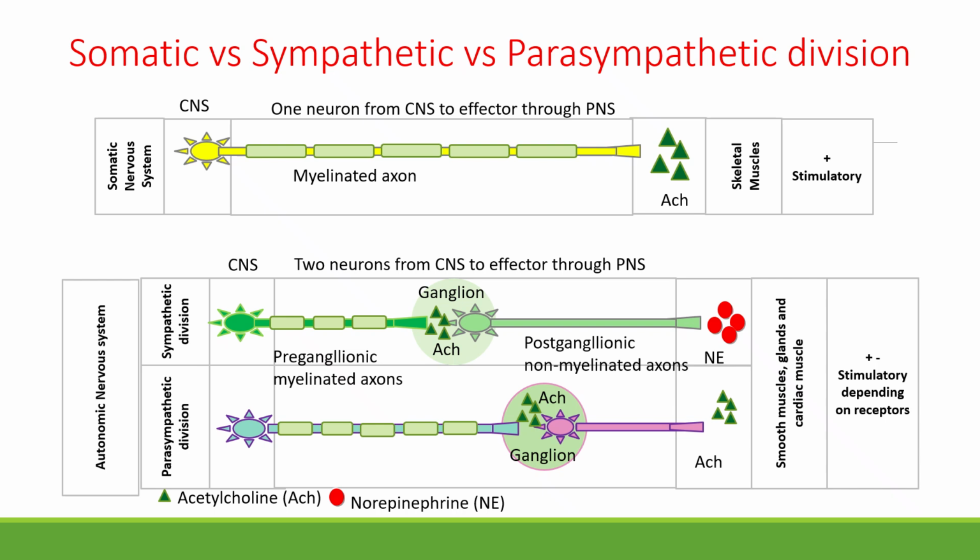Looking at the parasympathetic division, again, we're going to have a preganglionic myelinated axon, which is going to release acetylcholine at the ganglion, which is going to cause the release of acetylcholine at the target. And again, it's going to depend on what type of receptor we have as to whether it is stimulatory or inhibitory. So a little bit different thing going on here when we're talking about what's happening in this parasympathetic and sympathetic side to our autonomic nervous system.